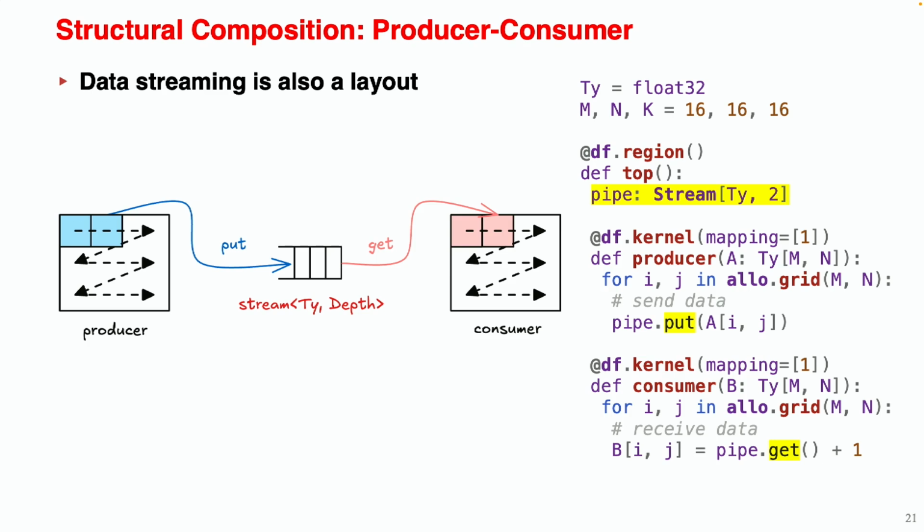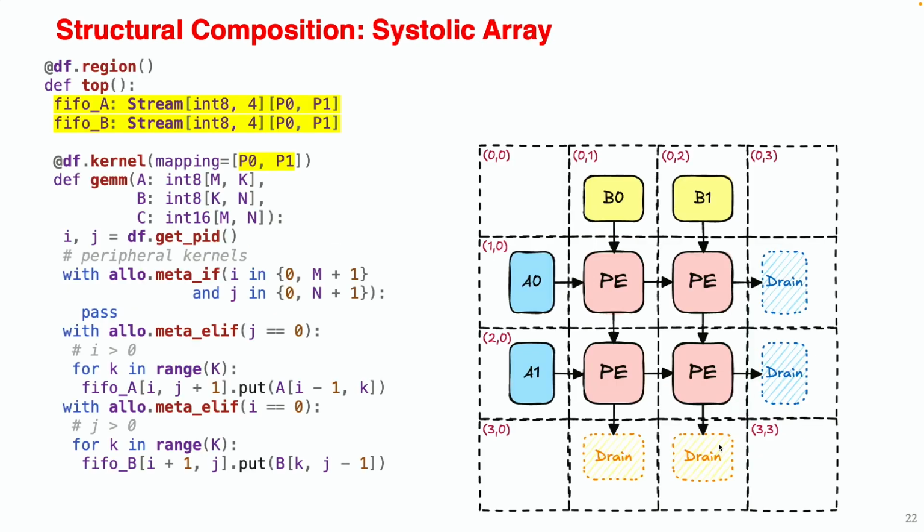And the code snippet here shows a simple producer-consumer pattern. We wrap the dataflow kernels in the df.kernel decorator and connect them using a pipe. Basically, the producer kernel only needs to put the data, and the consumer kernel reads the data from the pipe and does the computation. And using this streaming interface, we can actually construct more complicated dataflow patterns.